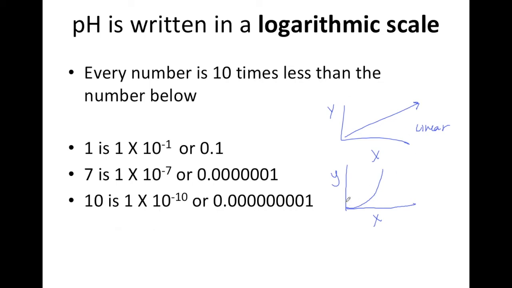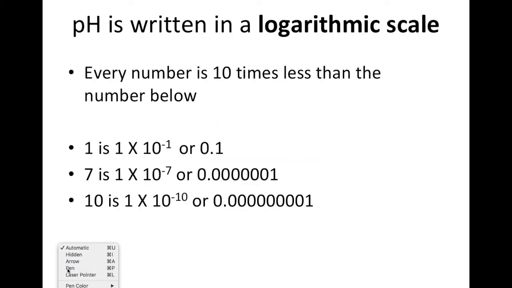You don't have to worry too much about this. You'll learn more about them in math. But basically, pH is written in a logarithmic scale. So every number in the pH scale is not just one time lower or higher than the previous number, it's actually 10 times less than the number below it, and that just keeps expanding. Okay, so let's take a look at the pHs of these particular examples right here.